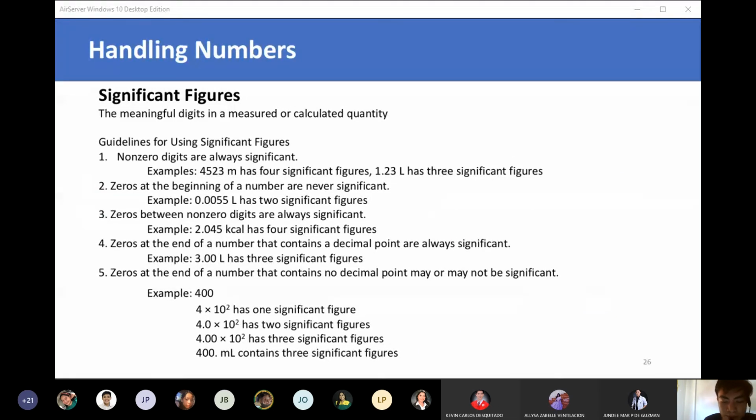Rule number 3. Before we proceed, let us discuss the 2 types of zeros. We have the trailing and the leading zeros. So there are two types of zero: leading zeros and trailing zeros. From the word itself, leading zeros are the zeros in front of the first non-zero digit.